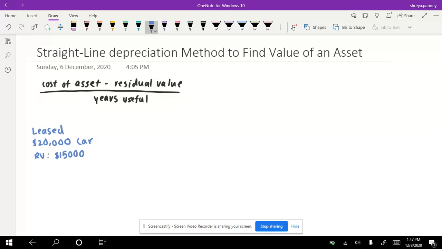But now we can use this to find the depreciation value. So, we will take the original cost of the asset, the $20,000, minus $15,000. We will divide this by, let's say it was only useful for about 6 years. And this will then give us a depreciation value of $2,500.